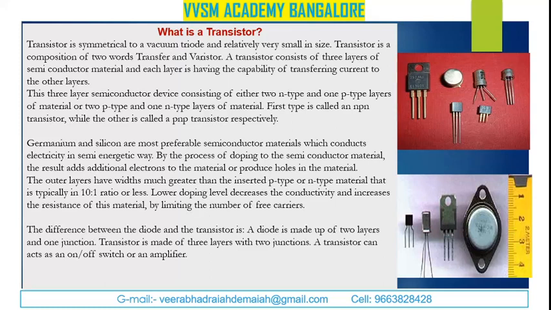By the process of doping a semiconductor material, additional electrons are added to the material, or holes are produced in the material. The outer layers have widths much greater than the inserted p-type and n-type material, typically in a 10:1 ratio or even less. Lower doping level decreases the conductivity and increases the resistance of this material by limiting the number of free carriers.